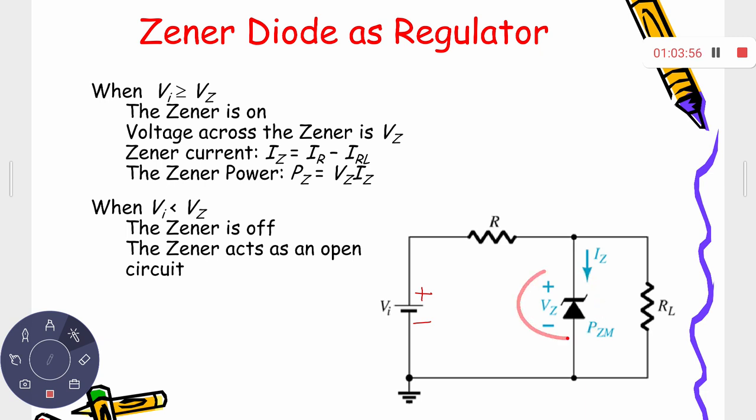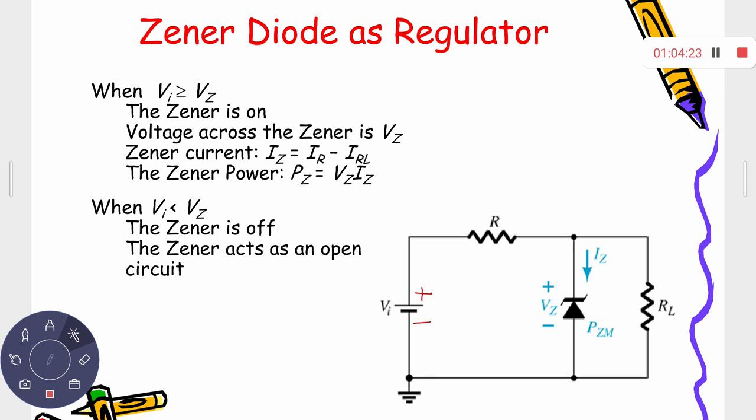This acts as an open circuit. If you connect something in parallel in the form of RL, then obviously you understand that the current will flow through this path. So there is no role of this diode over there, as long as Vi is less than Vz. Reverse saturation current, yeah. The current will flow, but it will flow through this R and RL combination, if you connect some RL over there. If you do not connect any RL, then there is no current.